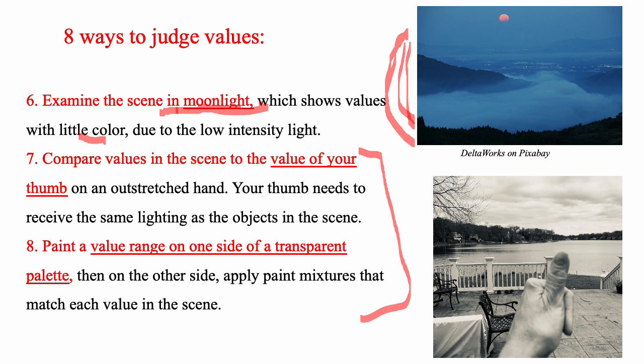One of them is to stick out your hand so that your hand gets the same lighting as the scene, and then determine which values in the scene match the values on your hand. So like my thumbnail here might look like this value here and this value here. And alternatively, I could just be holding up a value scale and compare it to the scene. And then the last method is to paint a value range on one side of a transparent palette and then turn it over and apply paint mixtures so that they match the values.